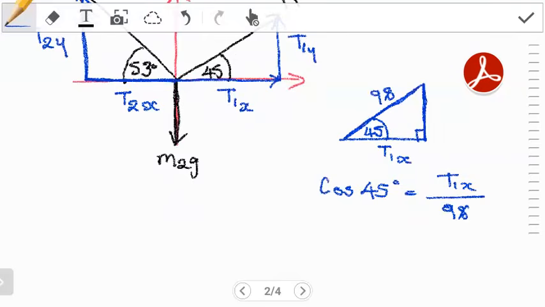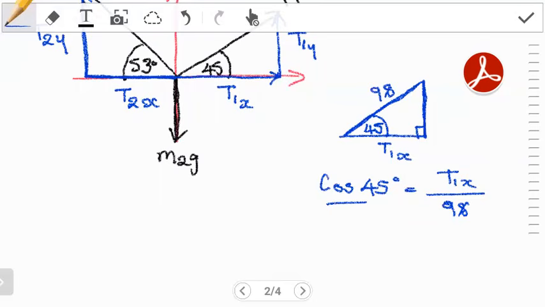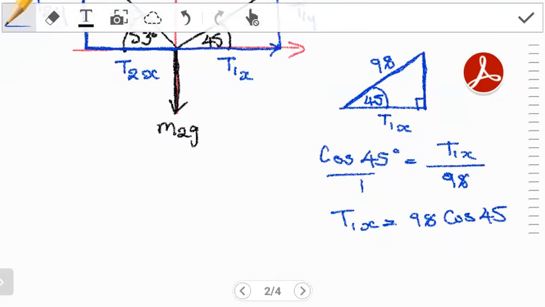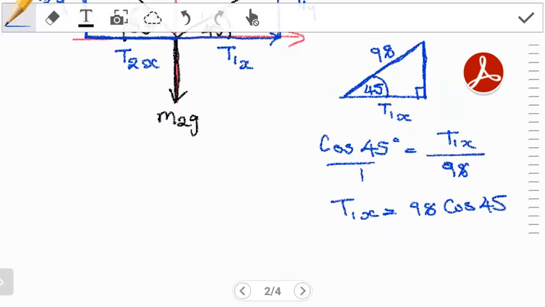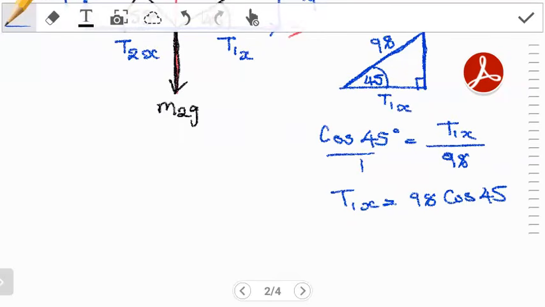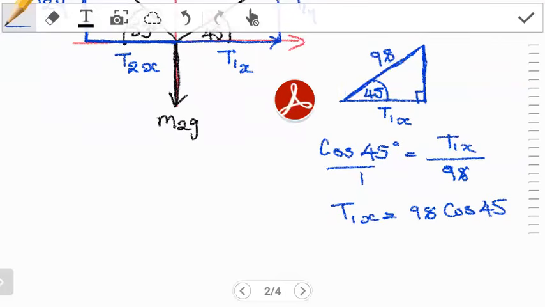So from here, when we cross multiply, this is over 1. We see that T1 in x is equal to 98 cos 45. So this is what T1x is. Now, we can also get what T1y is, for those who might still be struggling with resolving these vectors, but we'll use T1y later. I'll just resolve it now.